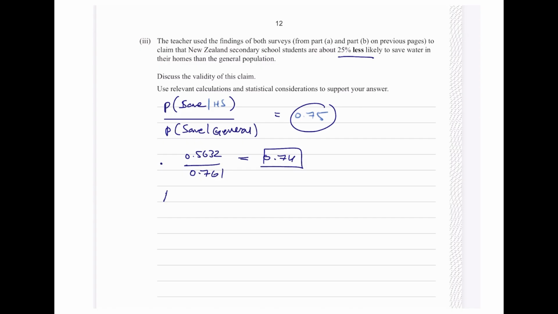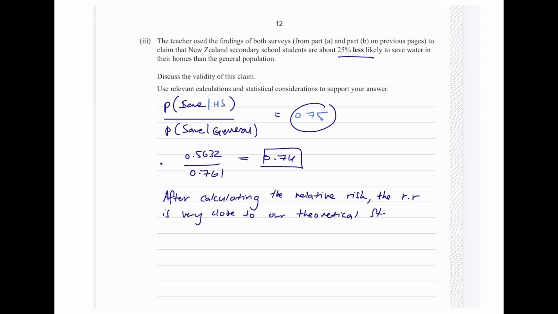So we'll say that after calculating the relative risk, the relative risk is very close to our theoretical statement, right? They told us 25% less likely. That's the same as 1 minus 0.25, which is 0.75, right? Because when we do relative risk, we expect a decimal. If it's less than 1, that means it's less likely. If it's more than 1, that means it's more likely. So I hope that makes sense. Yeah, so it's very close.